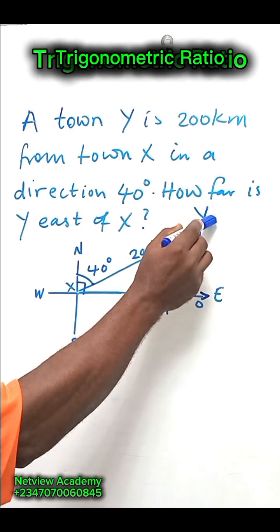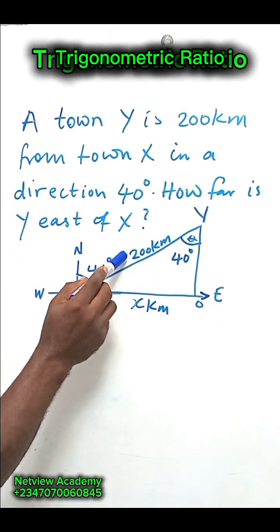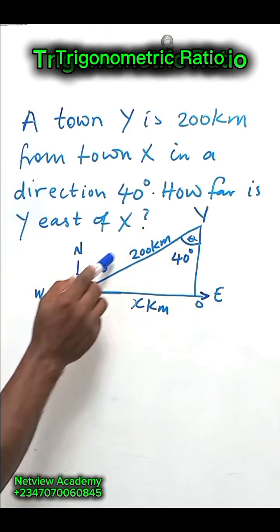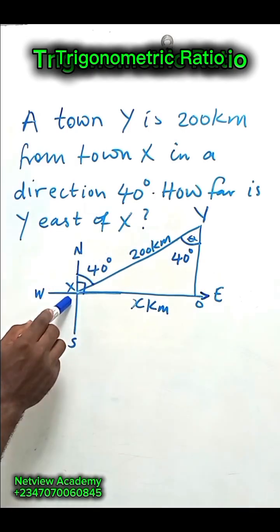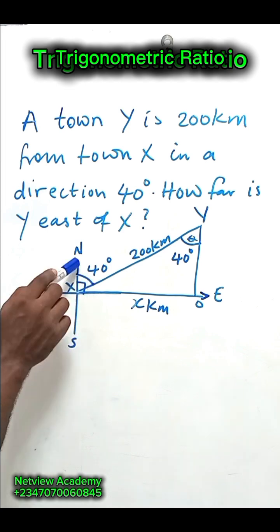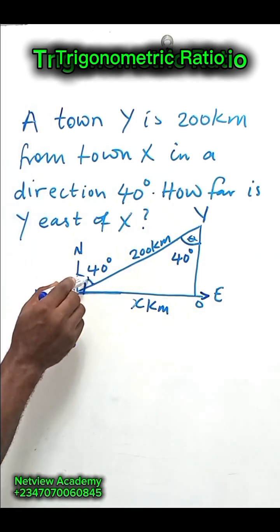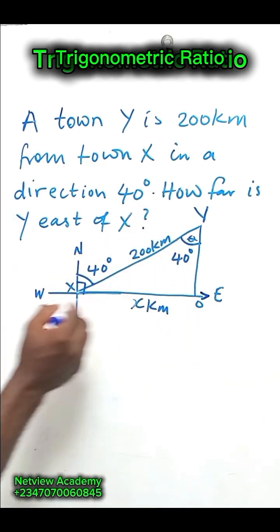This is town Y and this is town X. Town Y is 200 kilometers away from X in the direction 40 degrees. In bearing, you measure from north clockwise. Therefore, from this point to this point is 40 degrees. And the direction is outside the right angle triangle.